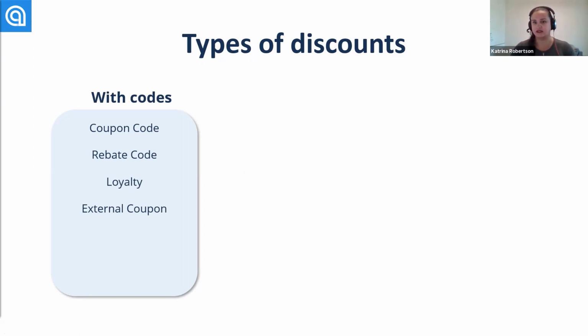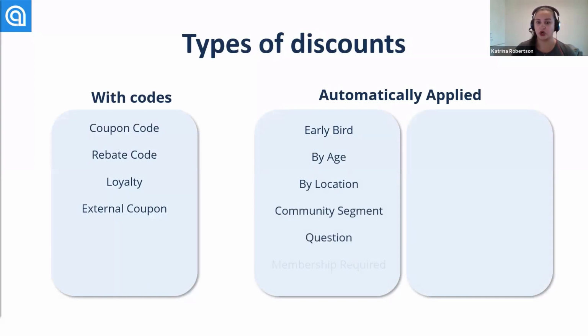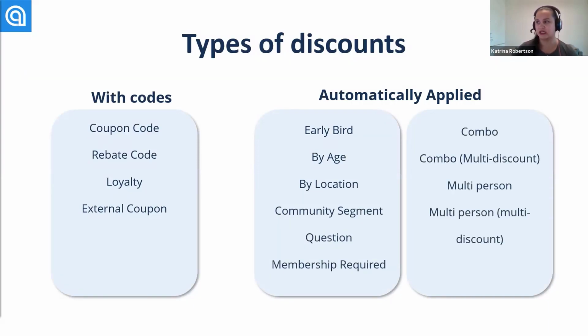The first option is discounts with codes, which are applied in step 1 of the checkout manually. This includes the coupon code, the rebate code, the loyalty discount, and the external coupon. The second option is discounts that are automatically applied. These encompass the early bird discount, by age, by location, community segment, question, membership, as well as combo, multi-discount, multi-person, and multi-person multi-discount. We do not have any discounts that apply one general discount to an invoice total. It is always applied to either an activity or a person.